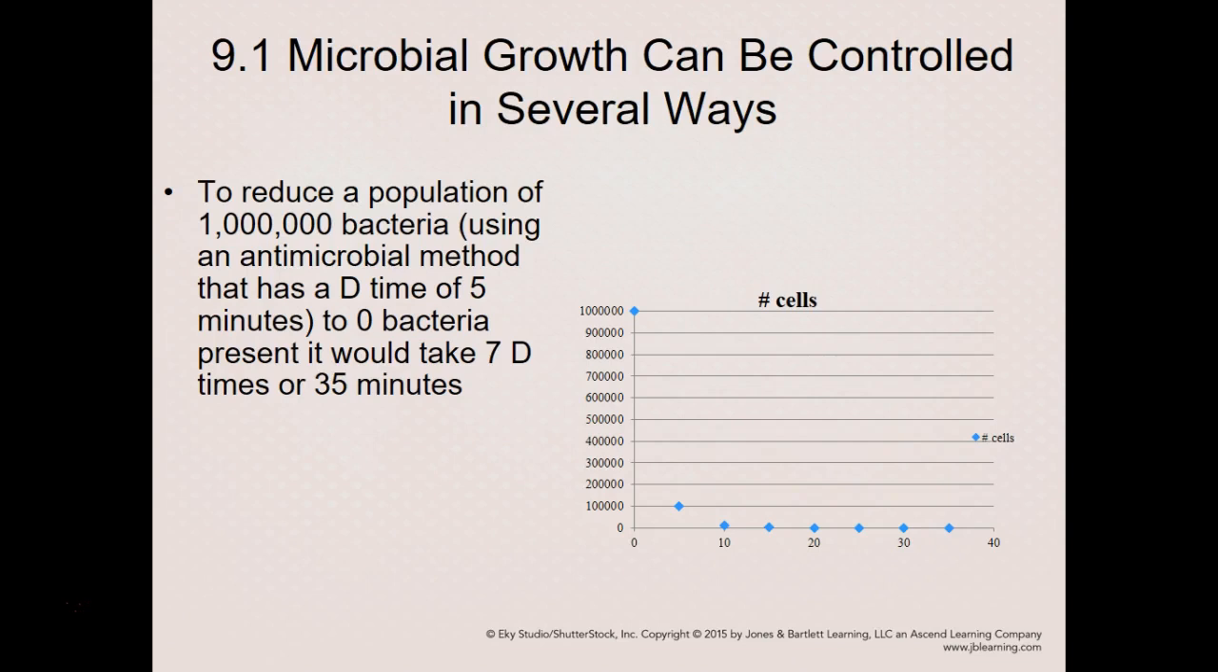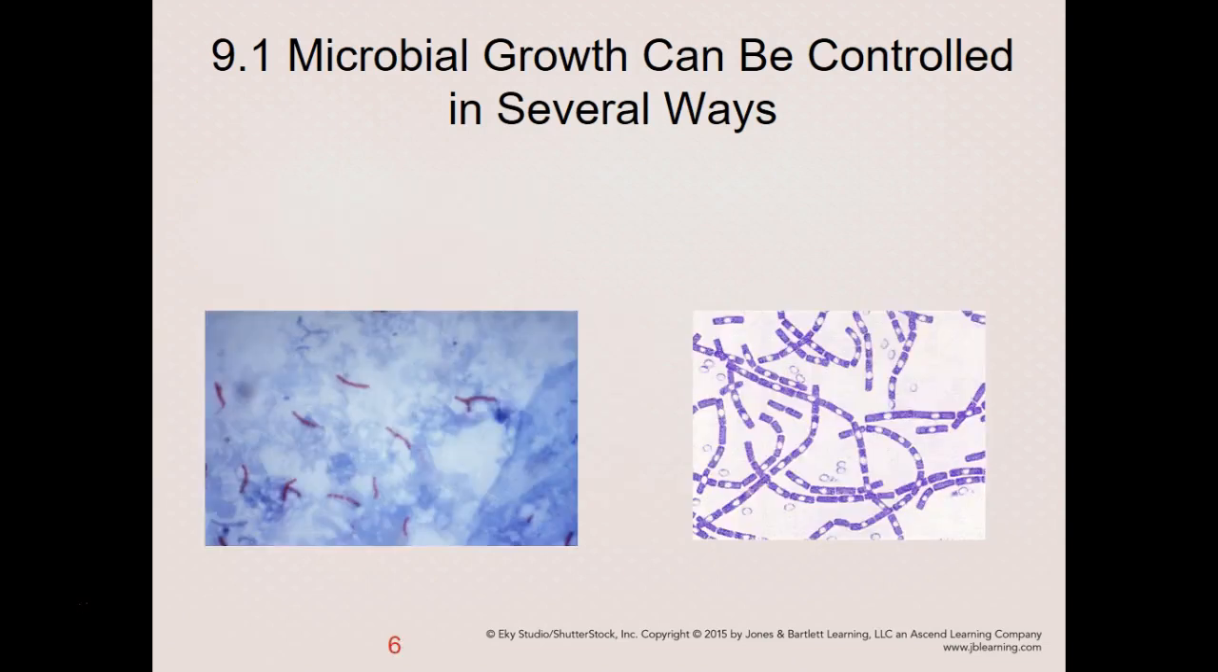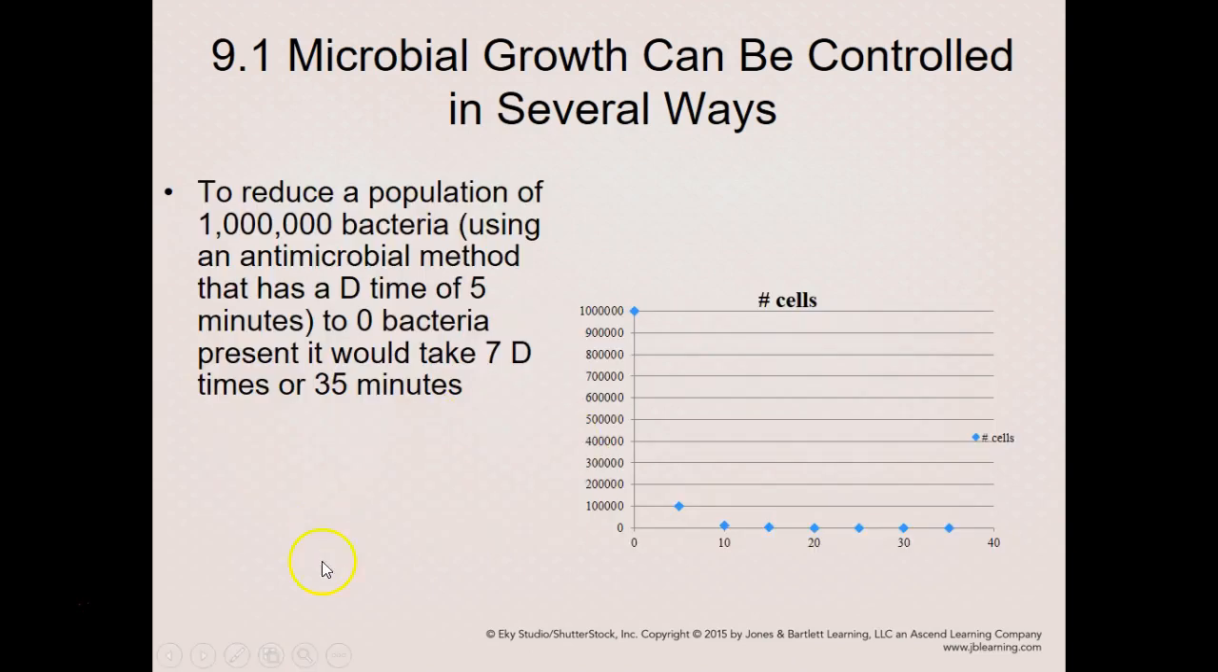If you start out with 1 million bacteria, and the D time to kill 90% of the bacteria is 5 minutes, you have to get the bacteria down below 1. If you have 1 cell, then you're not going to kill off the bacteria. It would take us about 35 minutes. And here's how we know this. Oh, okay, I lied. It's not on here.